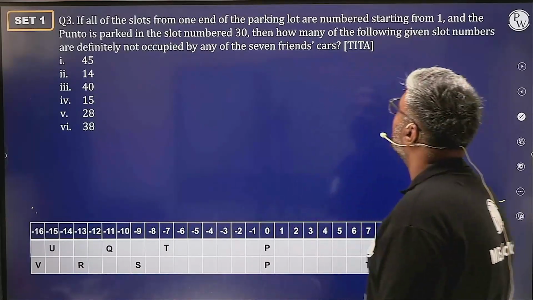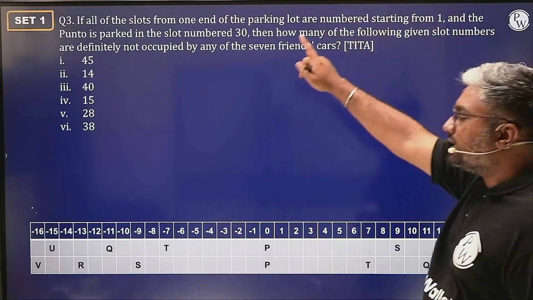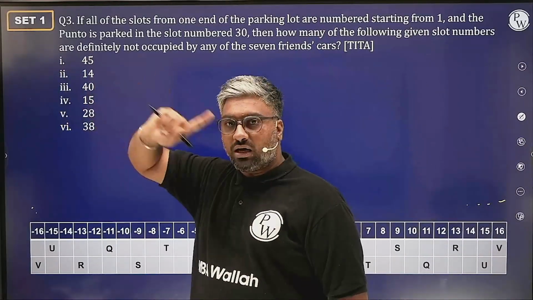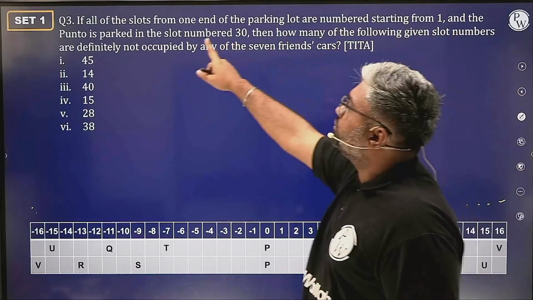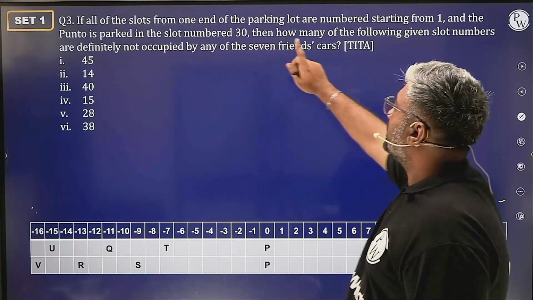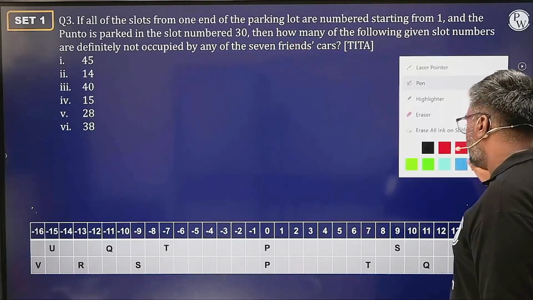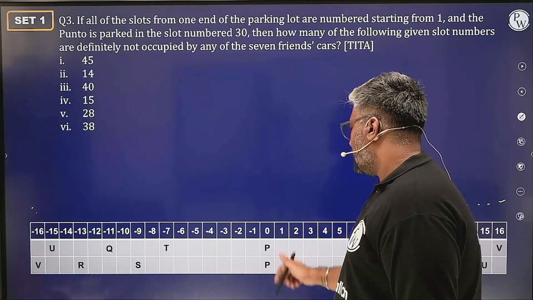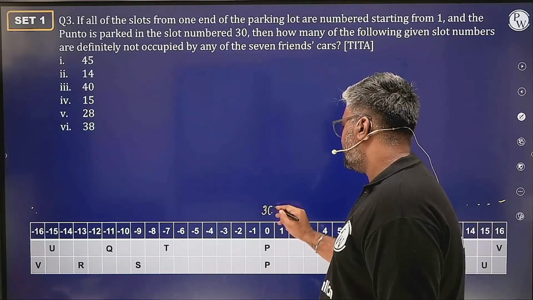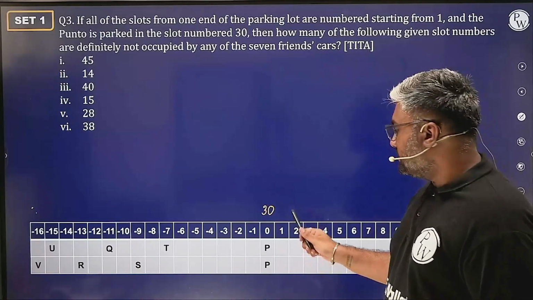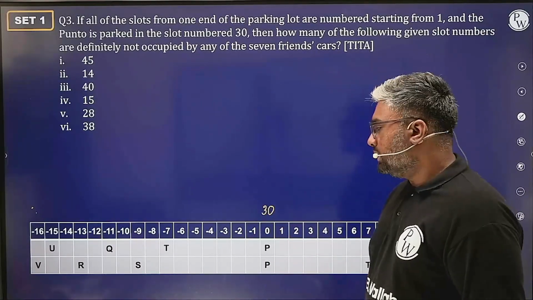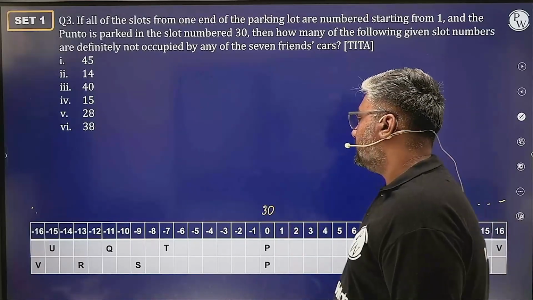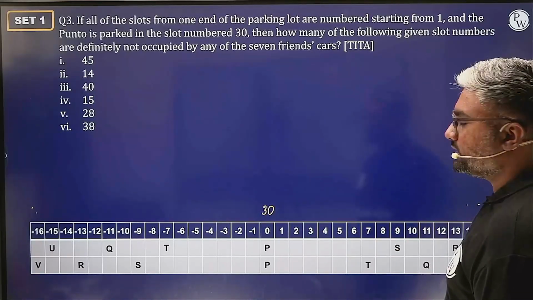So what they're saying is, अगर जो भी स्टार्टिंग है, जो भी 1 है स्टार्टिंग है, वो अगर नंबर 1 है और ये बोल रहे हैं कि and the Punto is parked in the slot number 30. तो अब हमें क्या पता है कि पुंटो का जो भी जगह है, this has to be 30. Yes, जो हमने 0 कंसिडर किया था वो क्या होना चाहिए, 30 होना चाहिए. So if Punto is parked at 30, then what happens is the question. I hope you are getting this.